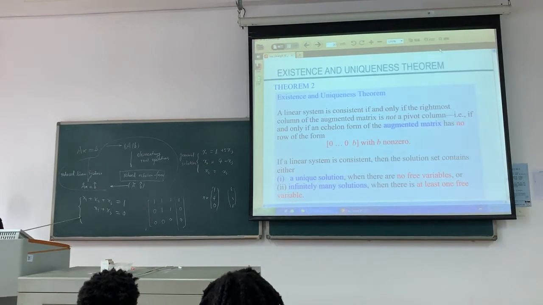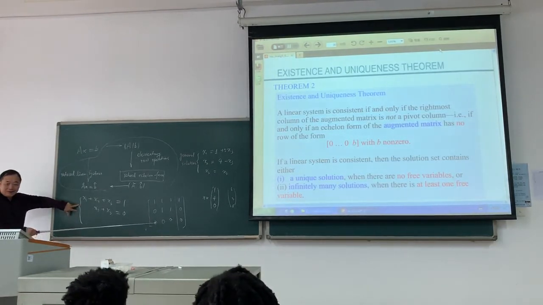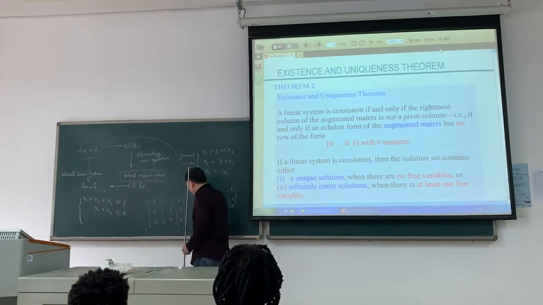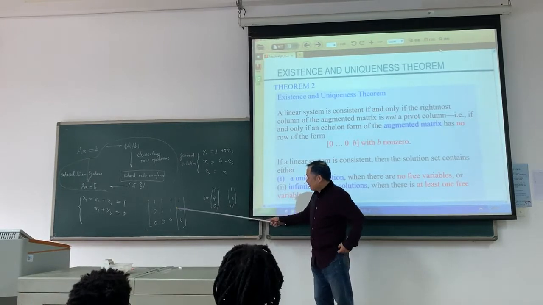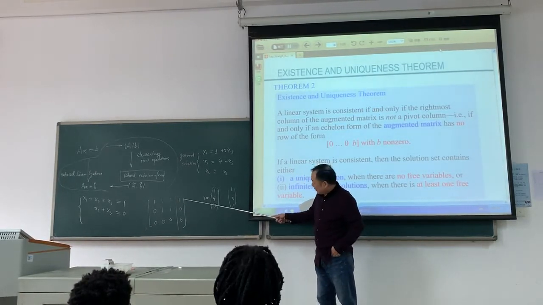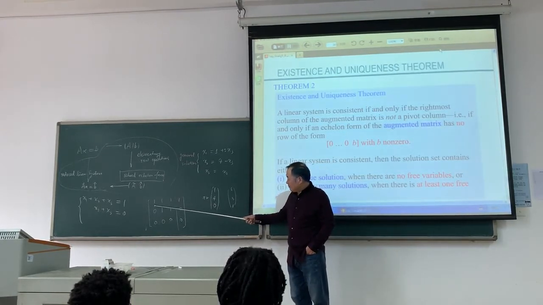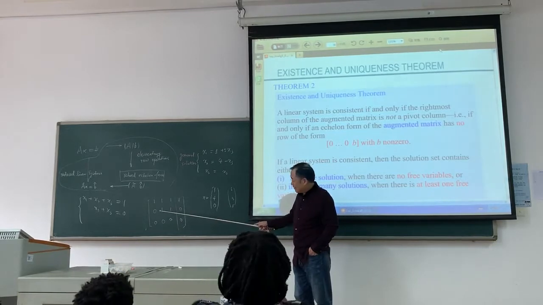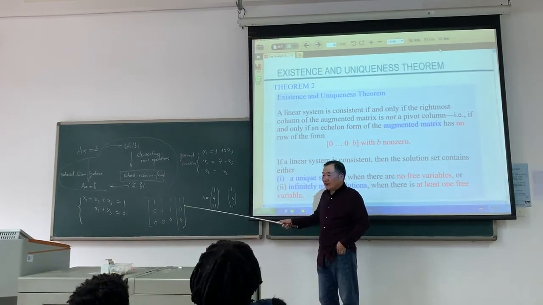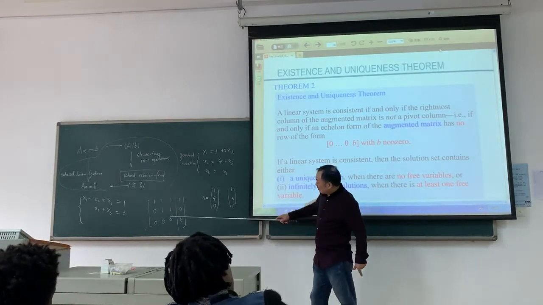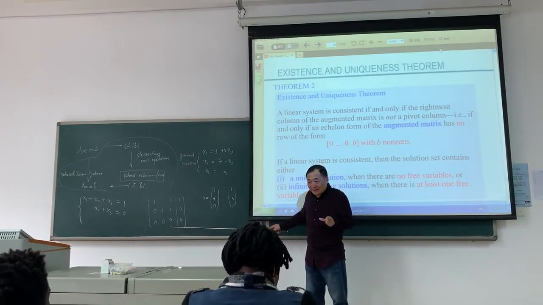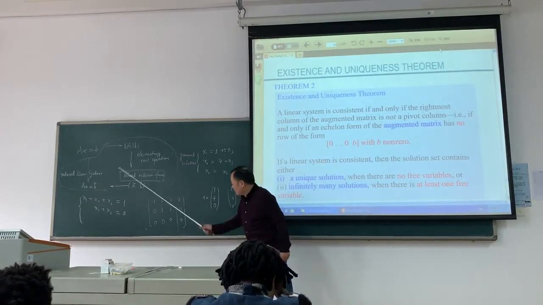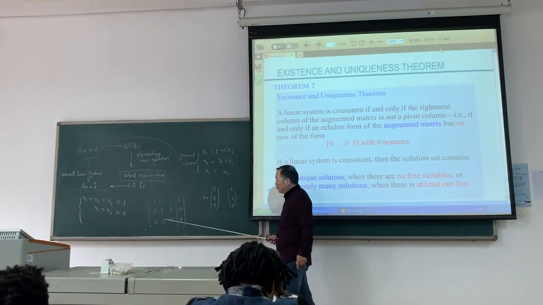Right? This is the augmented matrix. You see here? This is the last column. And we know, in this form, this is a pivot entry. And here is the second pivot. The fourth column is not a pivot column. So this system has at least one solution. And in fact, from this augmented matrix, we can recover the linear system.